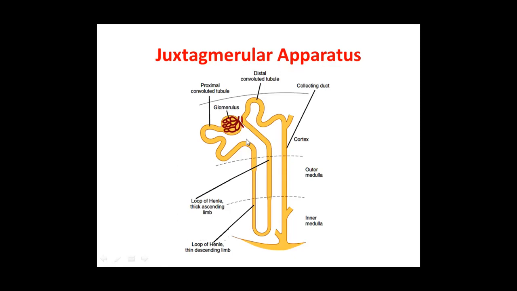You understand? So this is the region. This is the region where the distal convoluted tubule comes in very close contact with the afferent and efferent arteriole of the very nephron from where it originated.